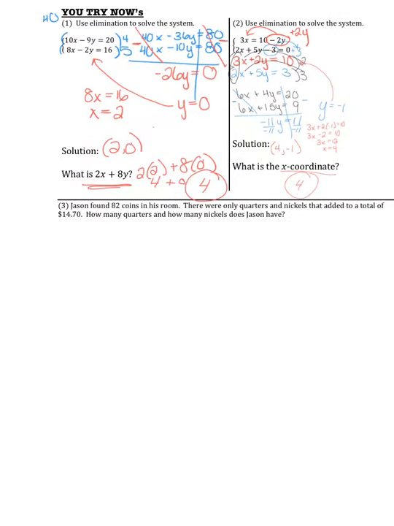And then finally our word problem. So it says Jason found 82 coins in his room. There were only quarters and nickels, and it added to a total of $14.70. So how many of each does he have? So if I'm finding how many quarters and how many nickels, that's going to be my x and y value, my two unknowns. So x will be quarters. That looks like a W. That's an N. And y will be nickels.